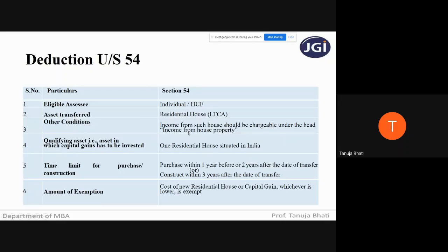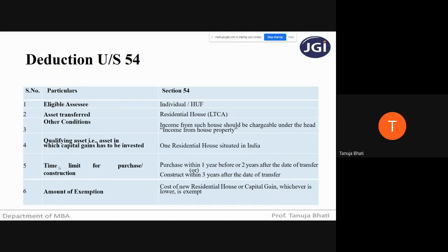Now, when will he get the deduction? He will get the deduction only if he is investing that gain amount in one more residential house situated in India. So remember students, he's transferring one residential house. Whatever gain he's getting from that residential house, he should invest in one more residential house situated in India.